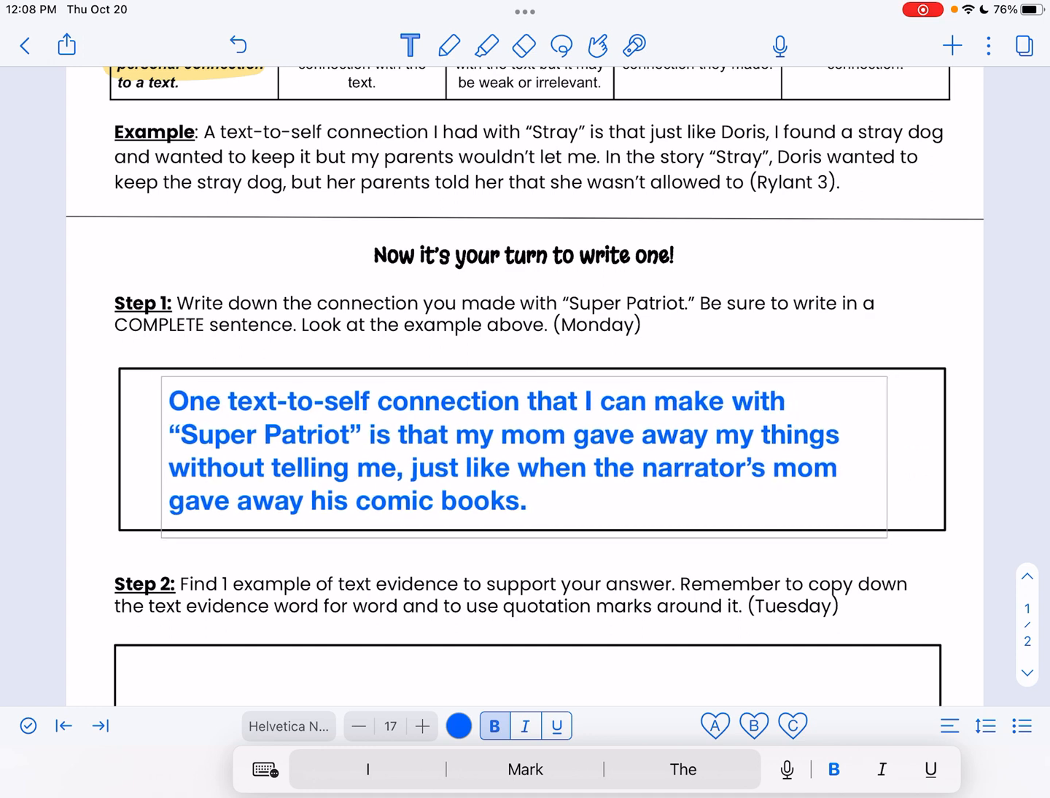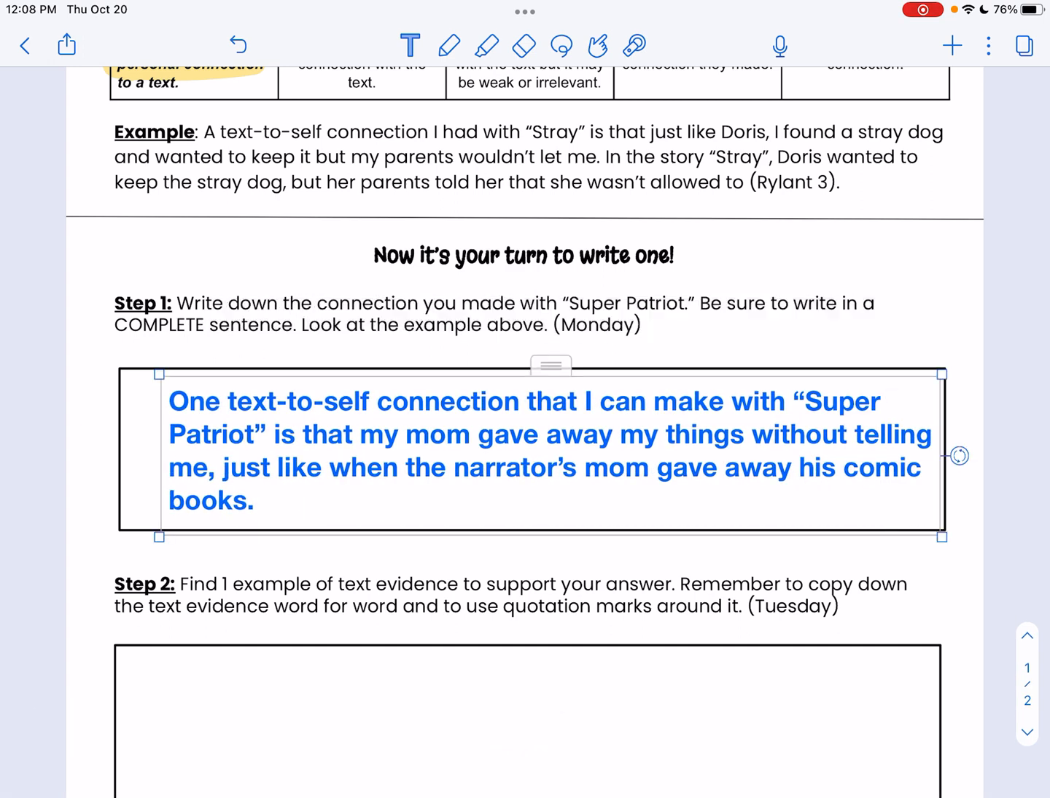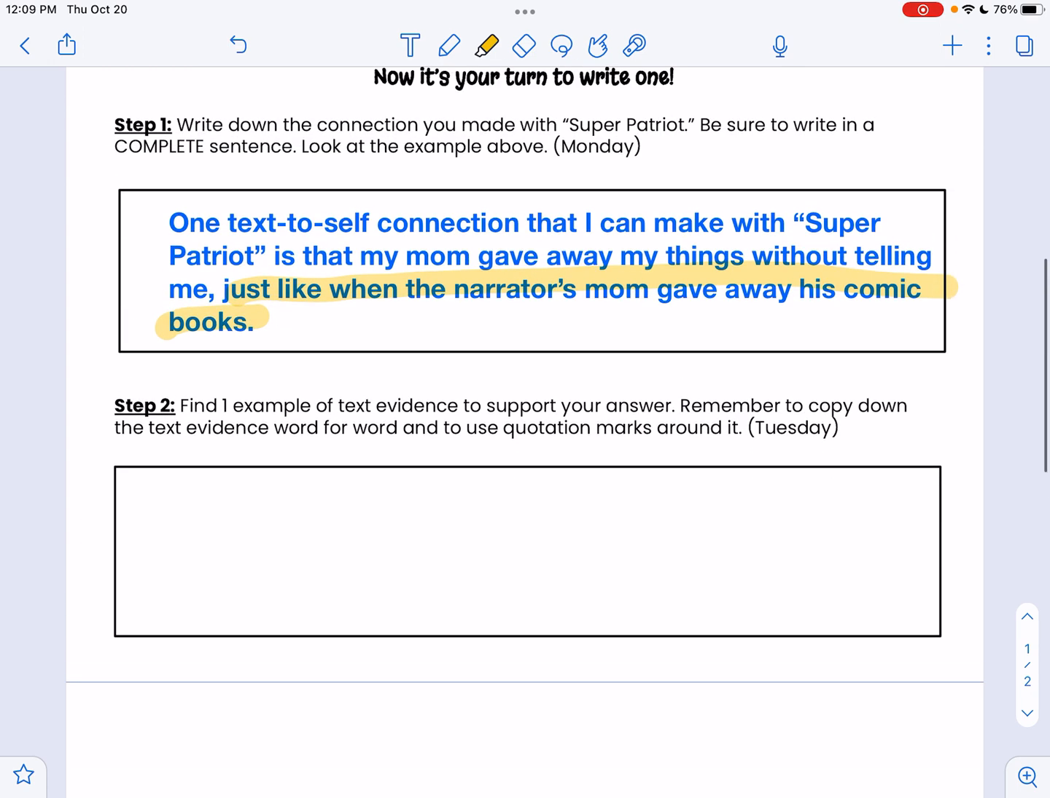So you can see that I made my response even better, because before in my notes, I just wrote this part. I just said that my mom gave away my things without telling me. Now, what's important is that I added the connection back to the story, just like when the narrator's mom gave away his comic books. Now I'm saying what happened to me and what happened in the story with the comic books. I am making that connection because I brought up both things. Make sure you do that as well in your response. Say what happened in your connection and then explain how it connects back to the story.